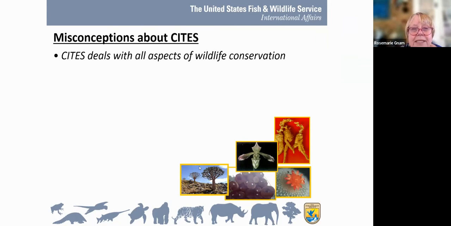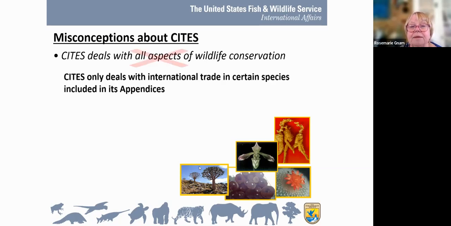But some common misconceptions about CITES is that CITES deals with all aspects of wildlife conservation. That's a misconception. CITES basically only deals with species that are in international trade, that are in its appendices. And we'll talk about the appendices in a few minutes.